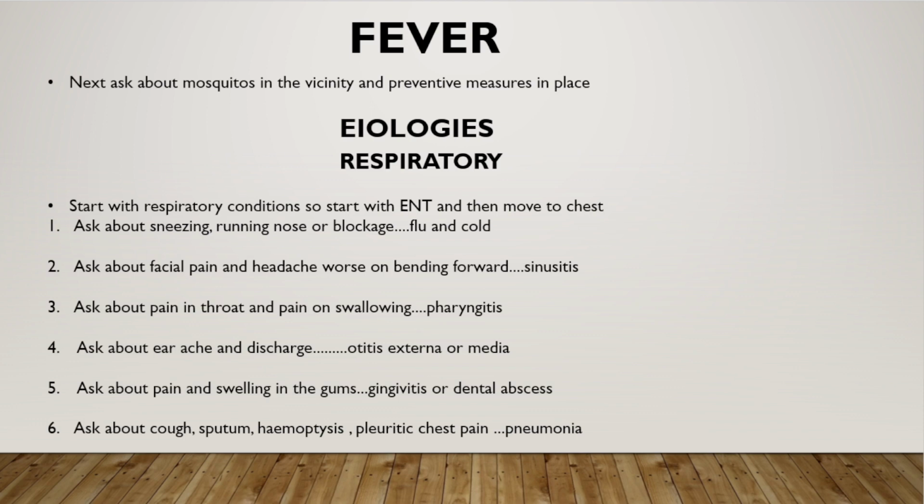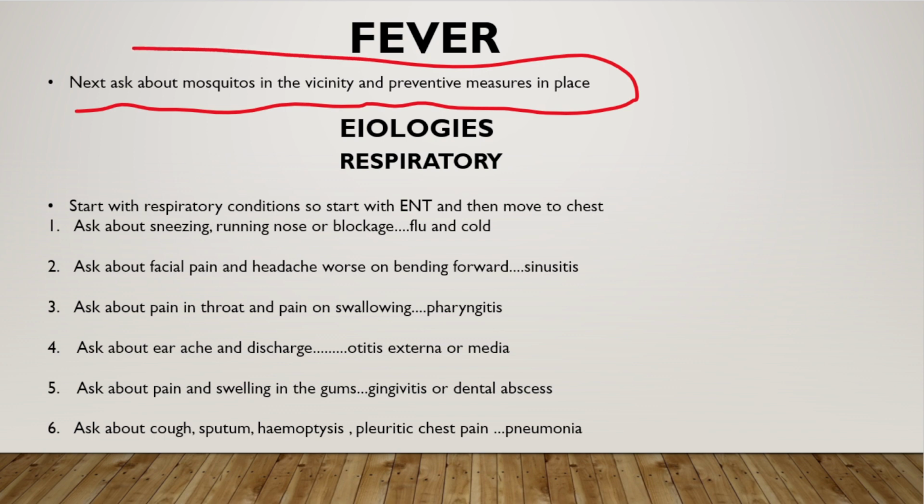Then we will now find out the etiology of the fever. The next question is whether there are any mosquitoes in the vicinity, and if present, whether there are any preventive measures to prevent mosquito bites. Because if there are a lot of mosquitoes in the vicinity and no preventive measures, malaria and dengue can be transmitted by mosquitoes.